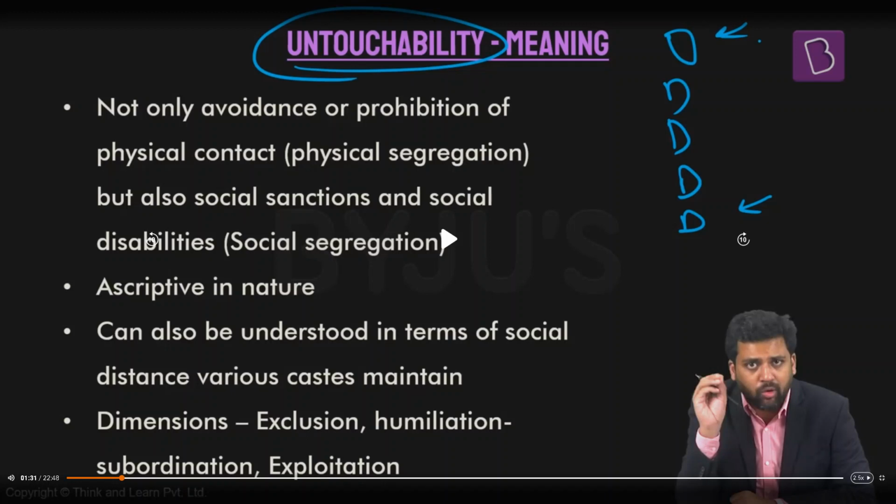What we'll do now is look at some of the different forms of untouchability, how it is practiced. There can be habitat segregation. Typically, this happens in villages where those from the castes considered untouchable stay separately. They will stay far away from the center of the village, in the outskirts. This is something that is practiced even now in many villages in India. Occupational segregation is also there.